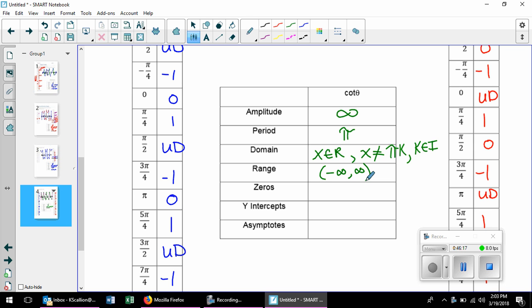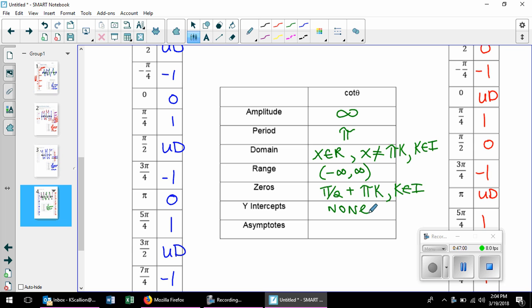What about the zeros of the function? Yep, my first one occurs at pi over 2. And then I add one every period, so every pi, where k is an element of the integers. Y-intercepts? Is there one? What's happening on our y-axis? There's an asymptote, so I cannot have a y-intercept.